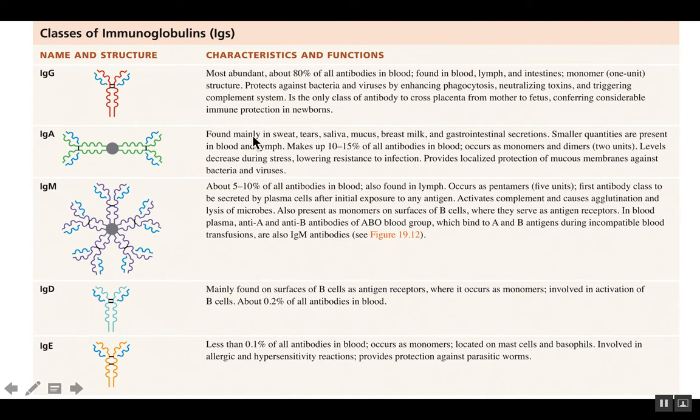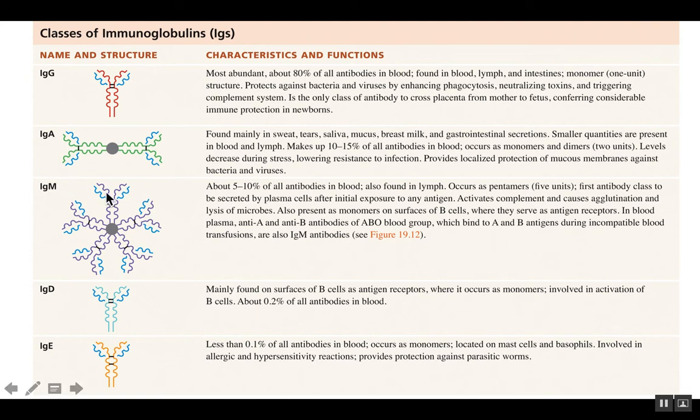IgAs are found in certain types of body secretions: sweat, tears, saliva, mucus, breast milk, and GI secretions. So they're more present in certain secretions. There are a little bit in your blood and lymph, but they are also found in these other fluids.